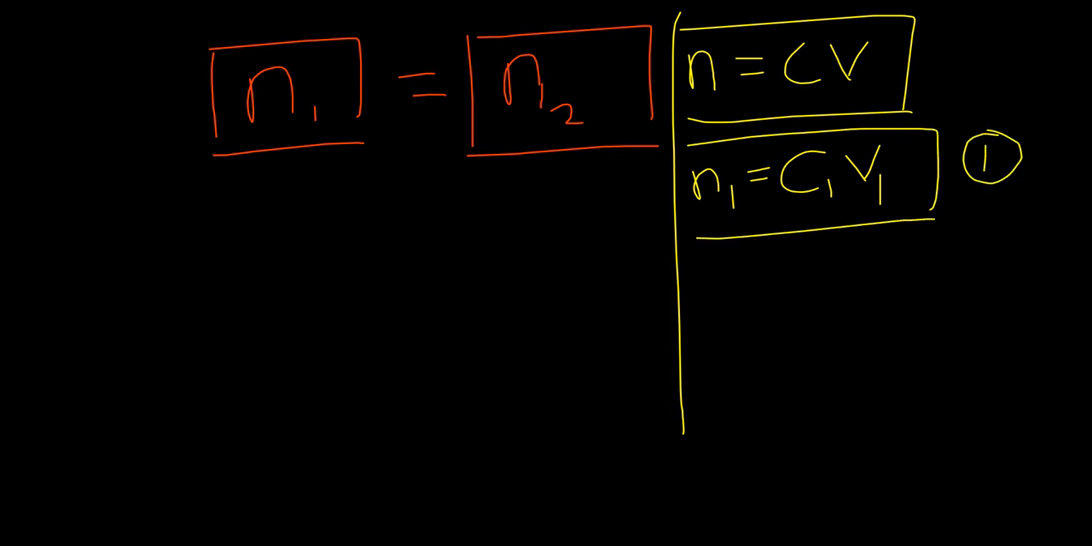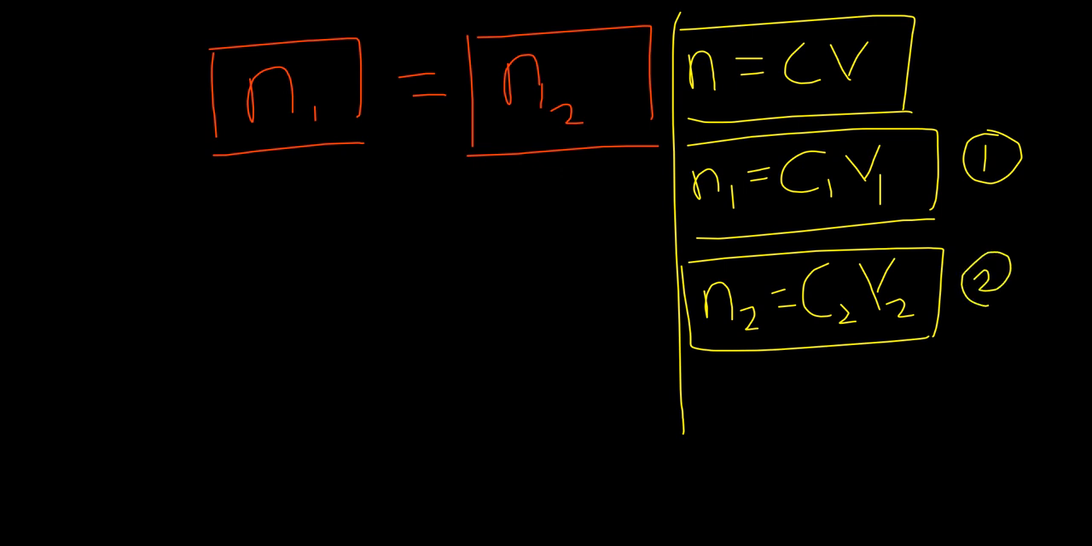And for the second solution, N2, its mole will be the concentration of the second solution times the volume of the second solution. Let's write this down as equation 2. From these two, we can substitute equation 1 and equation 2 into this equation. Because we know that N1 is equal to N2, we can say that C1 V1 is the same as C2 V2.